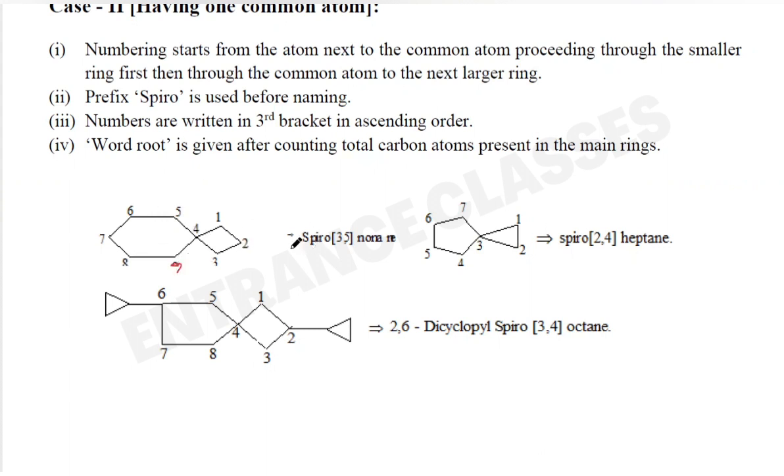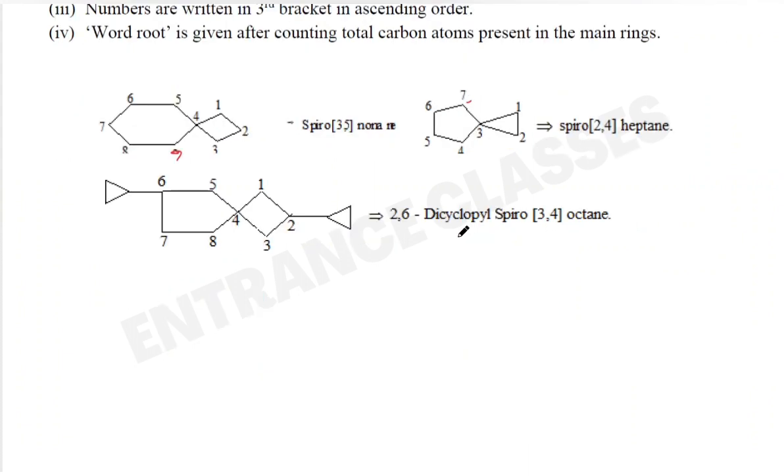But spiro should be mentioned because there is a single common atom for two rings. Spiro 3.5, here in ascending order. Here 3 carbon, here total 5 carbon. So spiro 3.5 nonane. Here it will be 1, 2, 3, 4, 5, 6, 7. Spiro, this is 2 carbon, here 4 carbon, total number heptane.